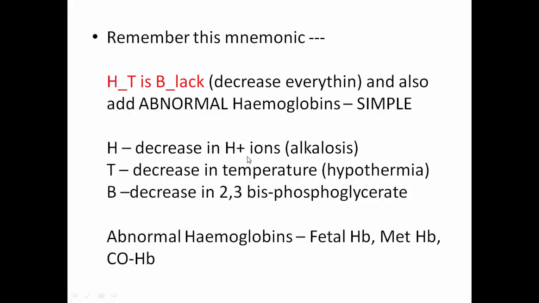H, decrease in H positive ions, that is alkalosis. T, decrease in temperature, hypothermia. B, decrease in 2,3-bisphosphoglycerate. As I told you earlier, increase in 2,3-bisphosphoglycerate will shift the curve to the right, decrease will shift the curve to the left, so less delivery of oxygen to the tissues. And almost all, not exactly, but the majority of abnormal hemoglobins fall into this category. Fetal hemoglobin, methemoglobin, carboxyhemoglobin are such examples.